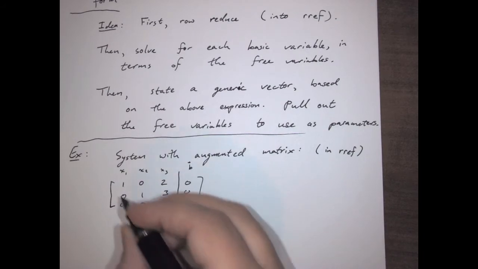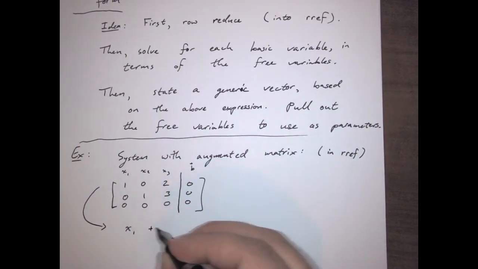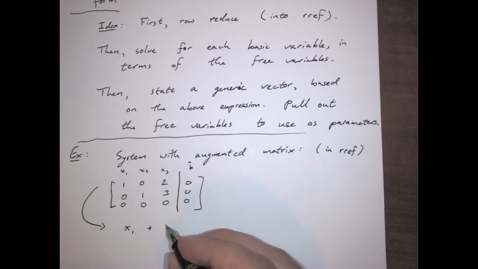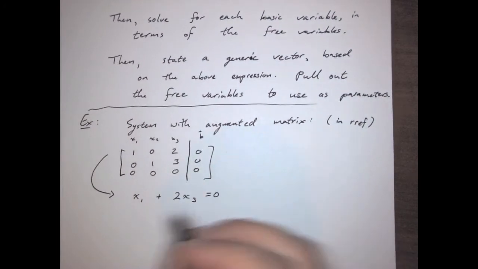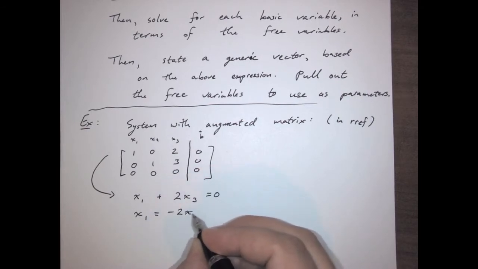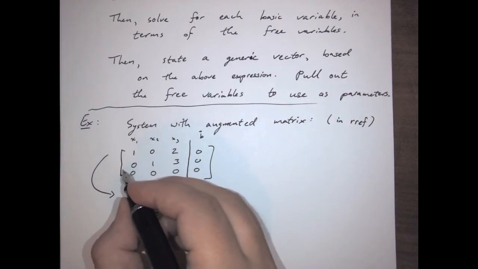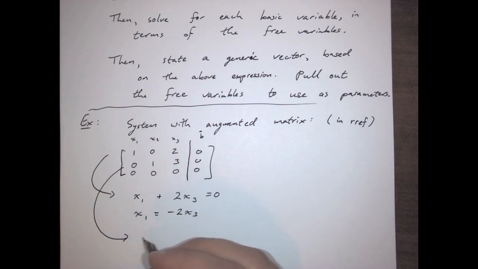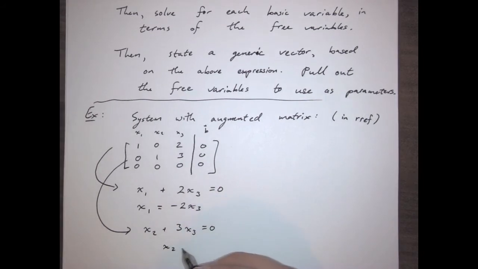First, just taking the first line here and writing it in equation form: x1 plus 2x3 equals 0, which leads us to the conclusion that x1 is equal to negative 2x3. So be it. The next equation is x2 plus 3x3 equals 0, which leads us to the conclusion that x2 is equal to negative 3x3.